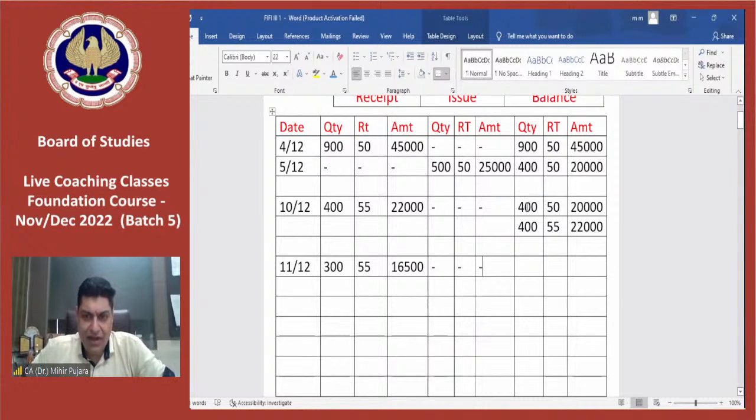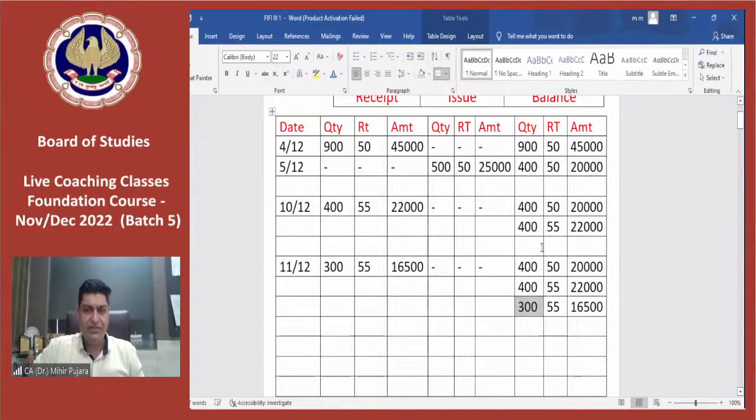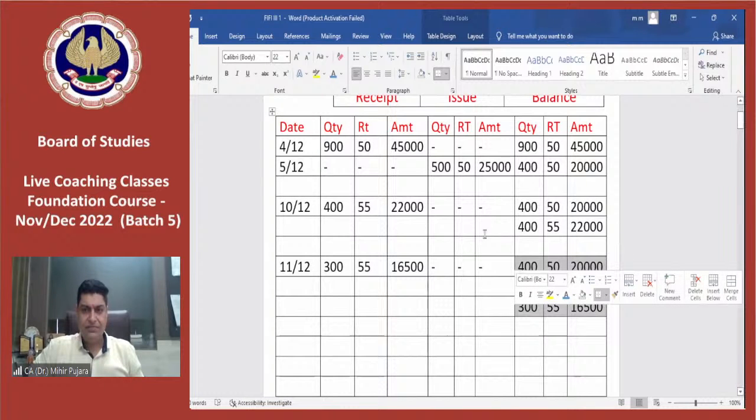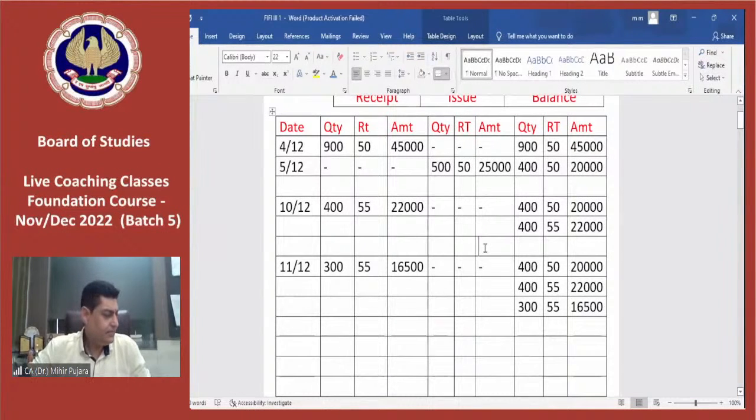So now I have four. I already have two lots, 400 and 400. One more I purchase. So now I have three lots.